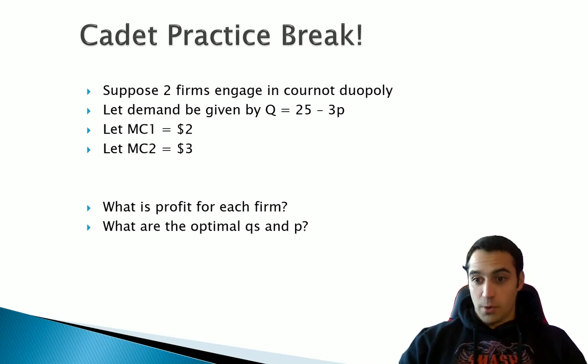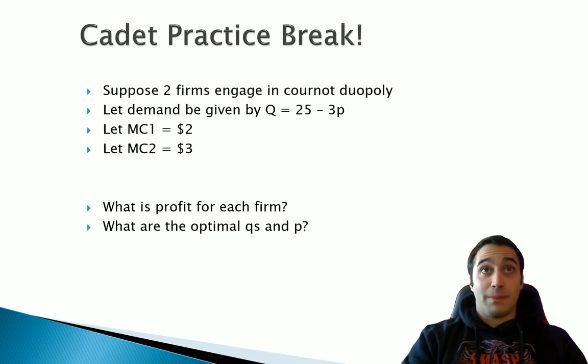Okay, and one more thing you could try is you could try solving a situation where the two firms don't have identical marginal cost. That is, they don't have completely symmetric profit functions. Suppose, again, that we have two firms engaging in Cournot duopoly. This time let your demand be given by 25 minus 3p. And this is the demand for the market. Let the marginal cost for firm 1 be 2, which is not equal to the marginal cost for firm 2, which is equal to $3. Using marginal cost 1 equals 2, marginal cost 2 equals 3.